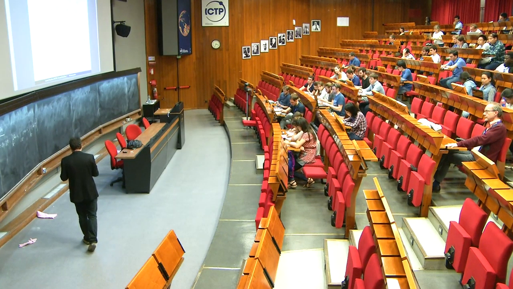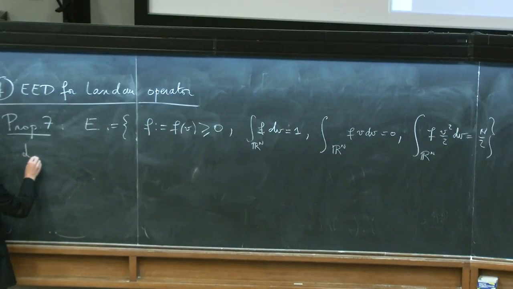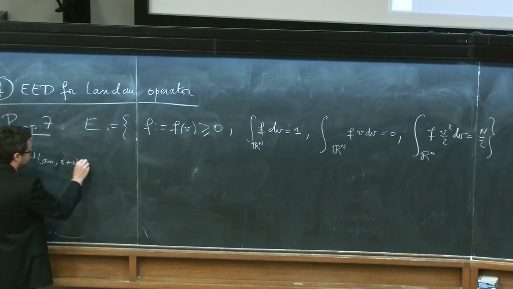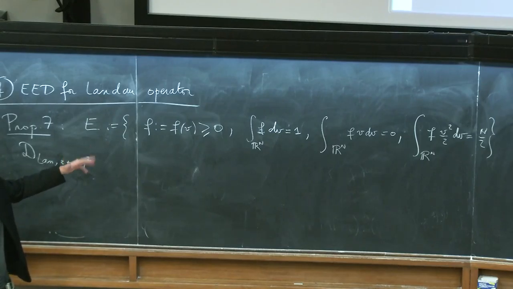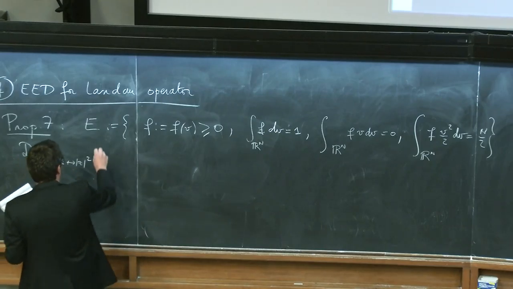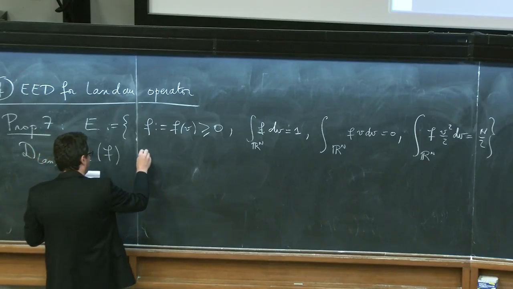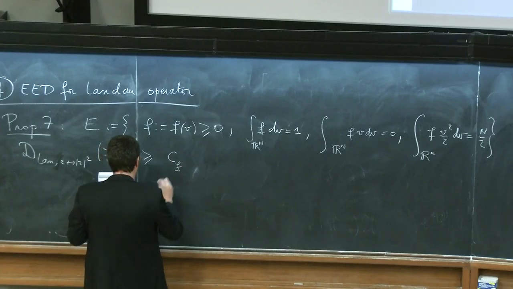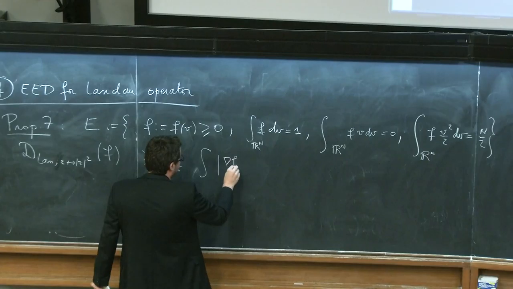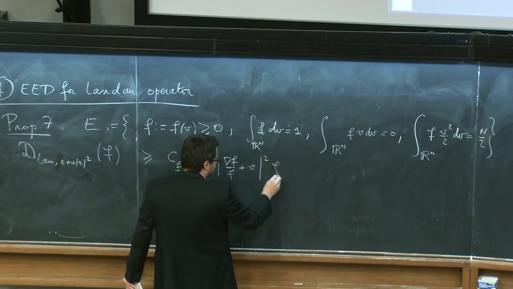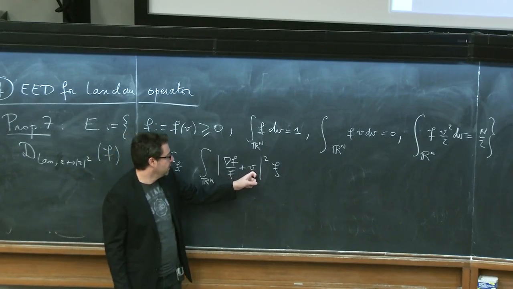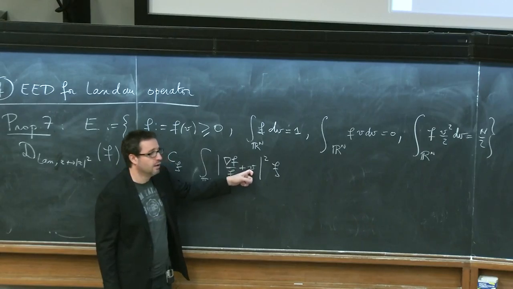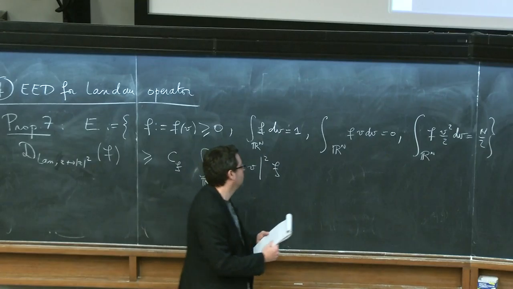So taking F in this set, it's possible to show that the entropy dissipation associated to the Landau equation, when the cross-section psi is the cross-section z to the square, and we will see how this appears naturally in the entropy dissipation, this quantity here is always bigger than some constant C_F times the relative Fisher information associated to F, which is this quantity here. So this is the relative Fisher information associated to the logarithmic gradient of the Gaussian, which is centered and normalized.